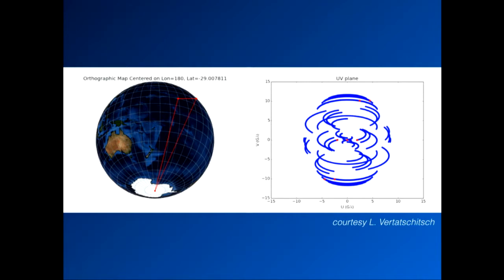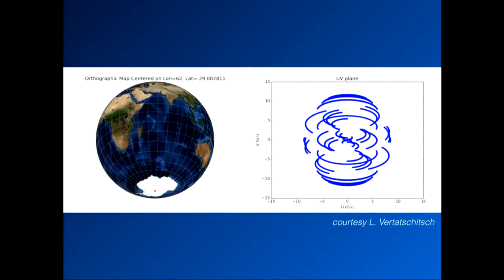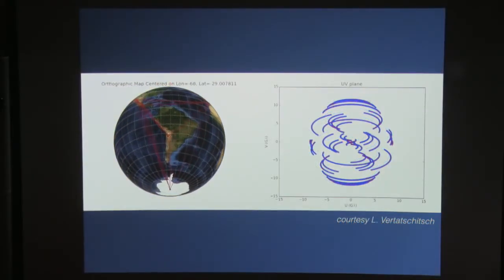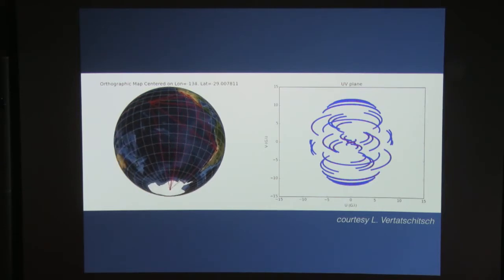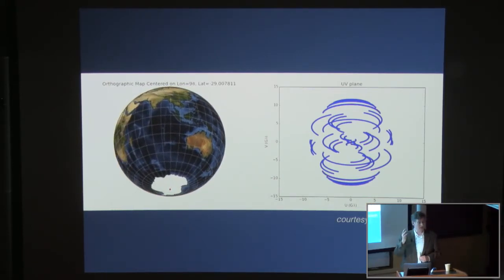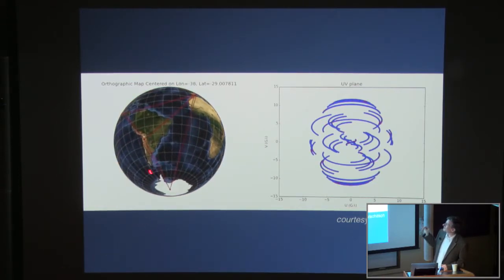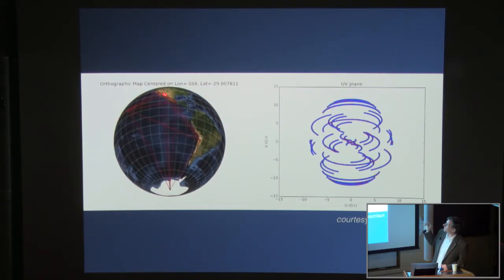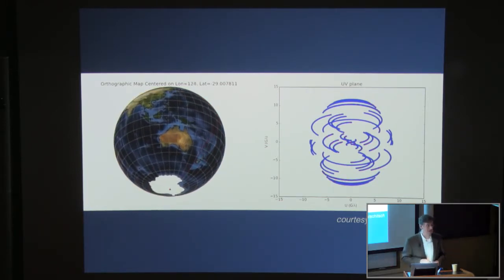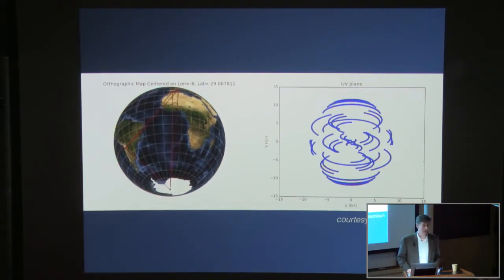So let's see if I can, there we go. So this is provided by Laura here. It shows the location of the stations that we hope will be in the Event Horizon Telescope network on the left, as seen from the center of the galaxy. And on the right, one sees the tracks that these baselines will make in the UV plane, in the Fourier transform of the sky. So far, the detections have involved a small number of baselines to Hawaii. But once north-south baselines are added, we'll get a lot more information about the spatial structure of the galactic center source. And we'll be able to make a picture.